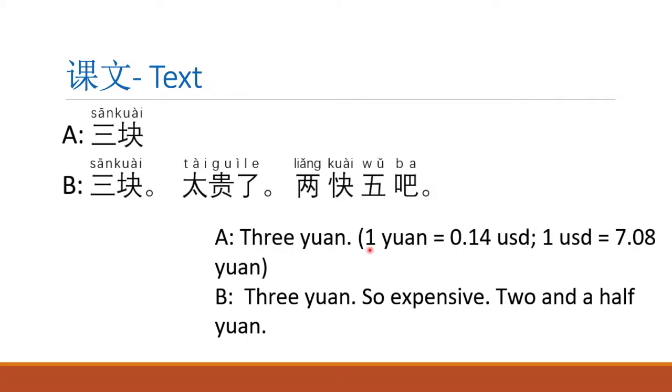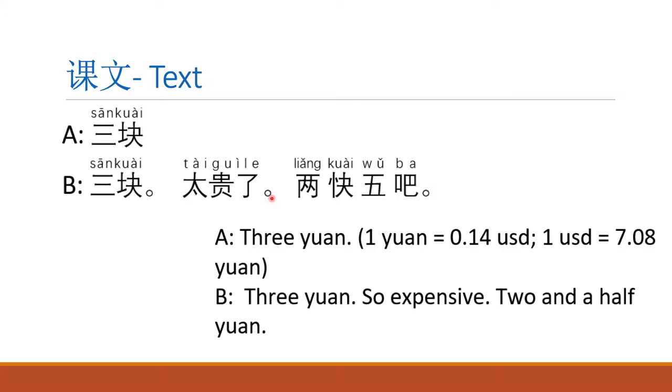Okay. Just a little bit of explanation for you guys. 1 yuan equal to around 1.14 US dollars, which means 1 US dollar, you can get 7.08 yuan, right? Okay, so with less than a US dollar, you can have a kilogram of apples, okay? It's really cheap in China, okay? 三块, but in China.